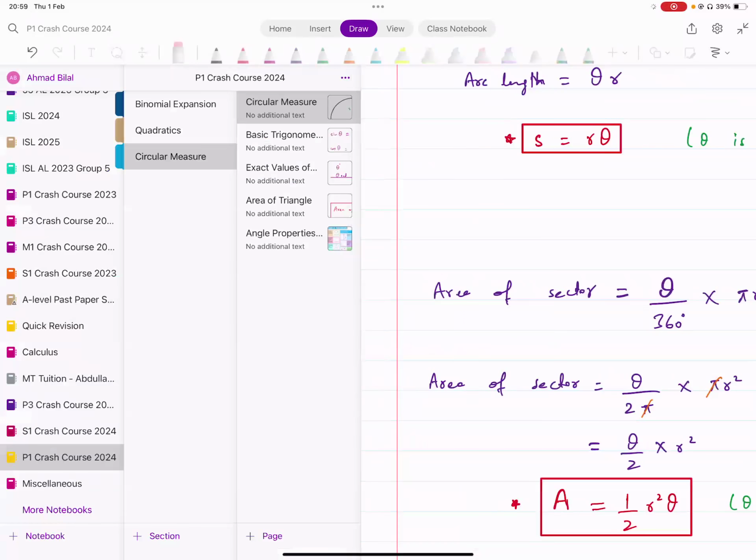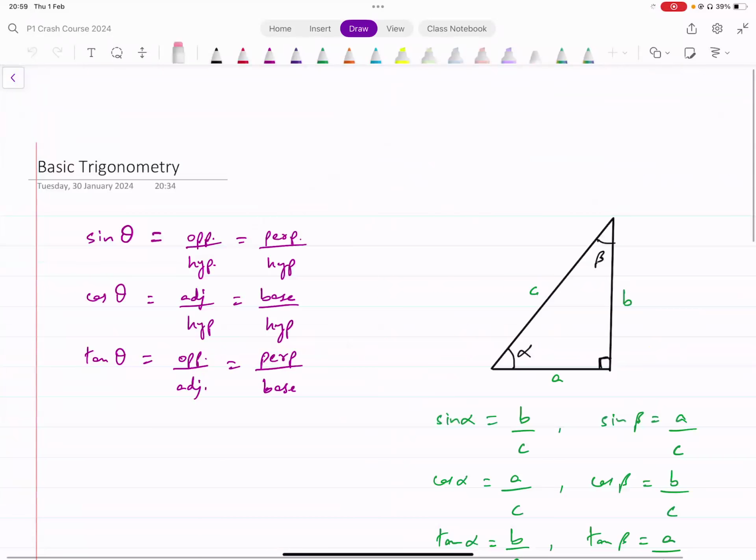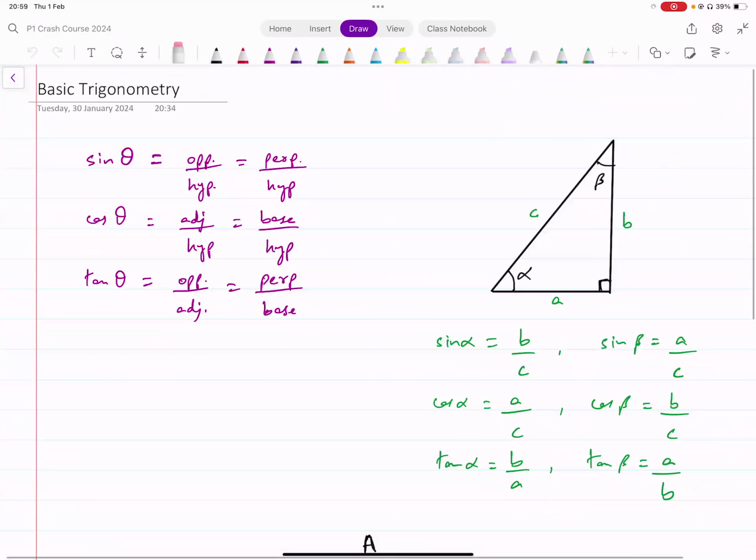But then there are some concepts from O levels that you also need to remember. We talked about these ratios, sine, cos, tan, with respect to a right angle triangle. They're defined like this. Sine is perpendicular over hypotenuse, cos is base over hypotenuse, tan is perpendicular over base.